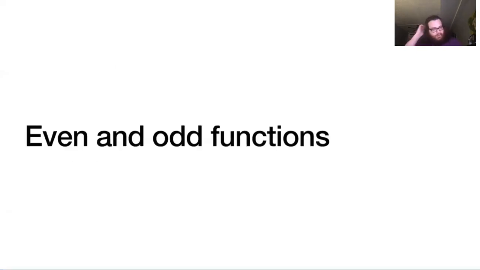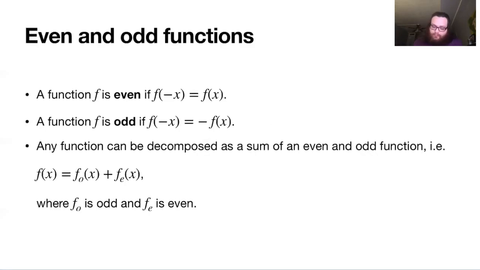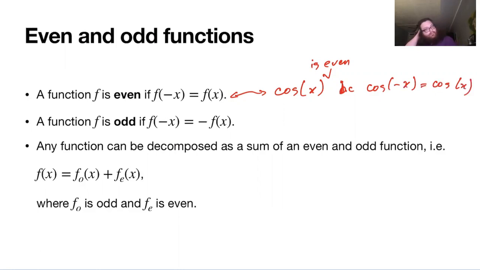Okay. So the starting point is talking about even and odd functions. So what are even and odd functions? A function is even if you plug in the negative of the argument and you get back the original function. The classical example is cosine of x, because cosine of minus x is equal to cosine of x. So even functions, in a sense, are symmetric across x equals 0, the y-axis.